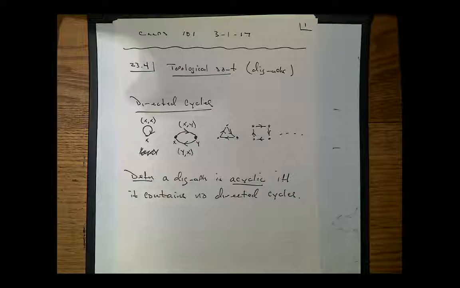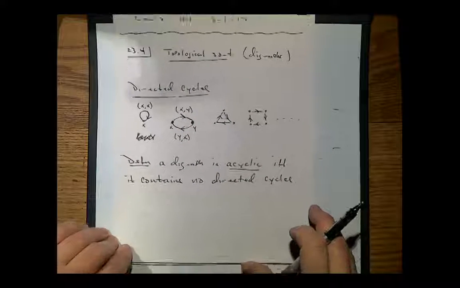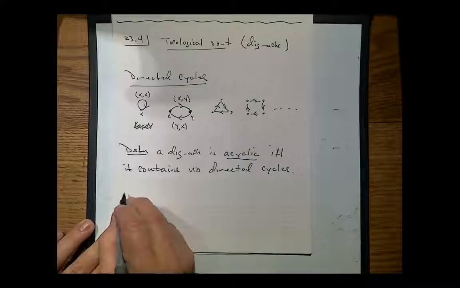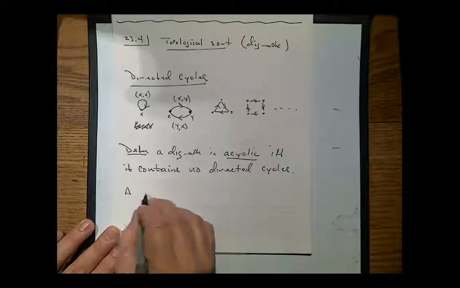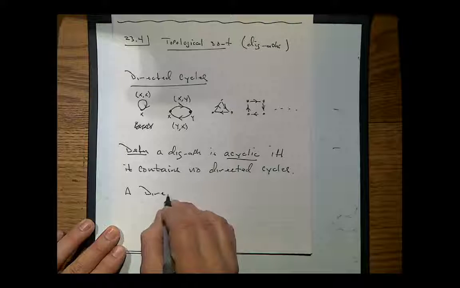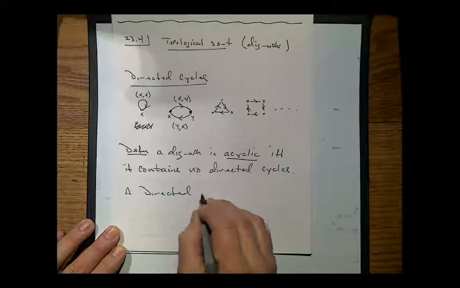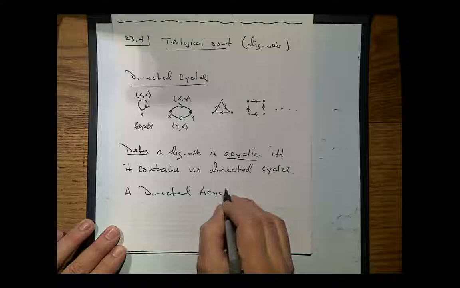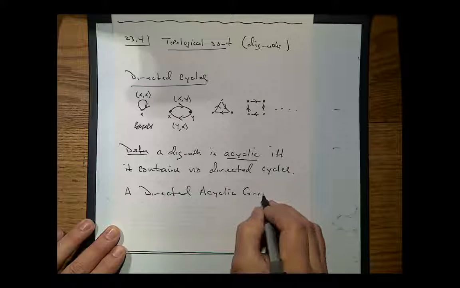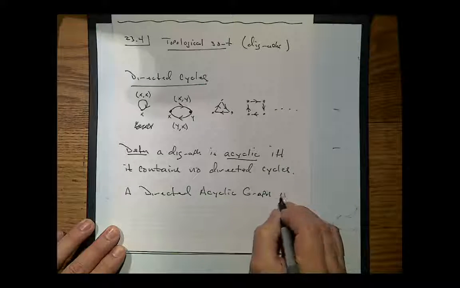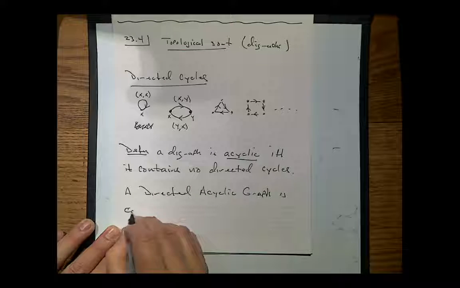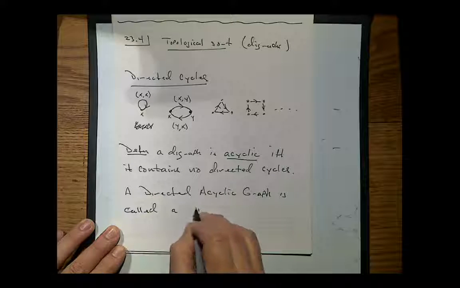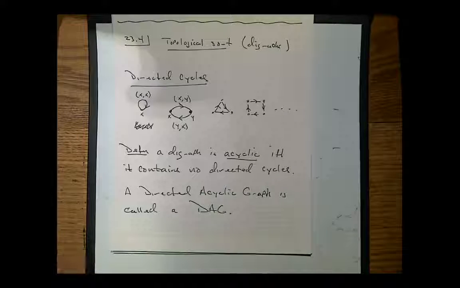So there are different animals, directed and undirected graphs, when it comes to things like cycles. We're always talking about directed cycles. So a directed acyclic graph is called a DAG. A DAG is the way we'll abbreviate that. Directed acyclic graph.